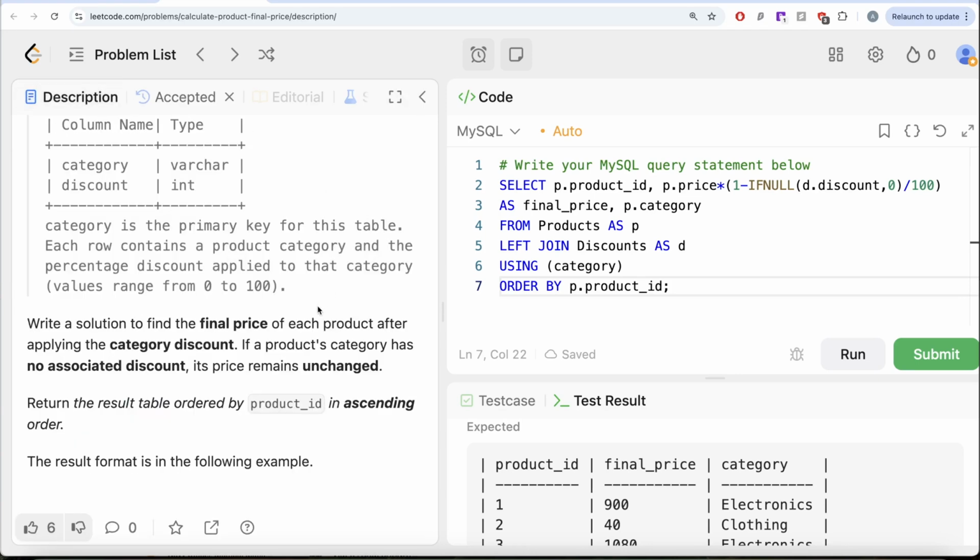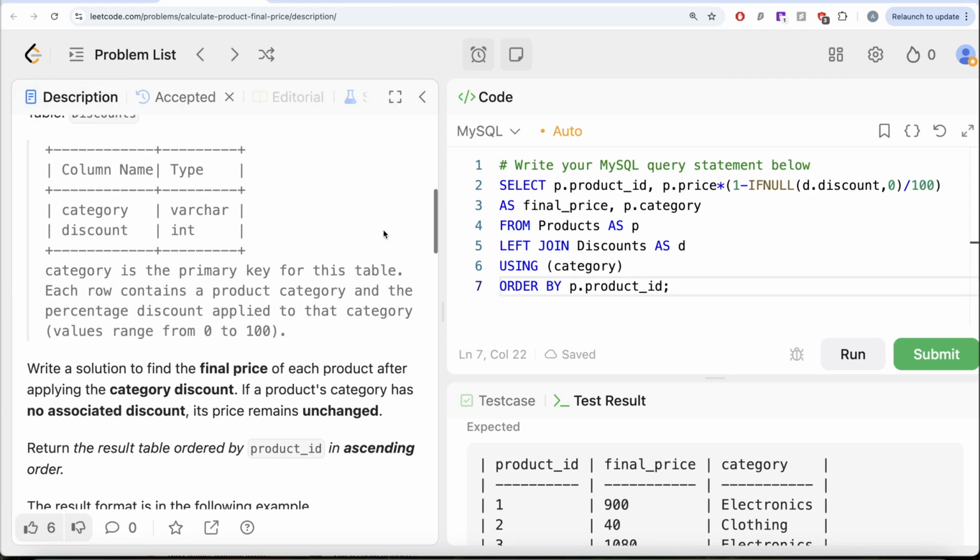So not a difficult question. What we basically had to do was, firstly, we joined the products table and the discounts table using the category column so that we have all the required information in one place. Then we kept only the product ID and the category column, and we calculated the final price. We got the discount column from the discounts table and substituted 0 if it is coming out to be null, because there is no discount. We divided that by 100, subtracted that fraction from 1, and then multiplied with the original price to get the final price, and finally ordered by product ID in ascending order.